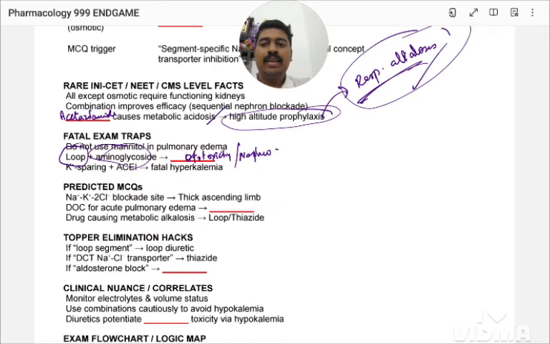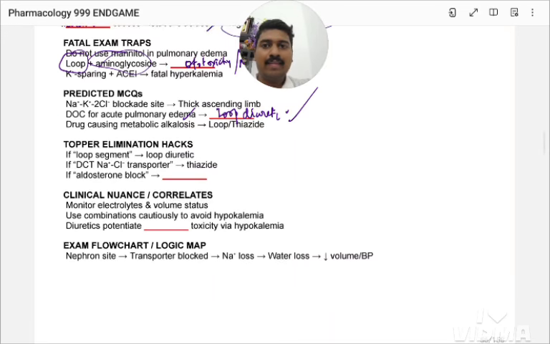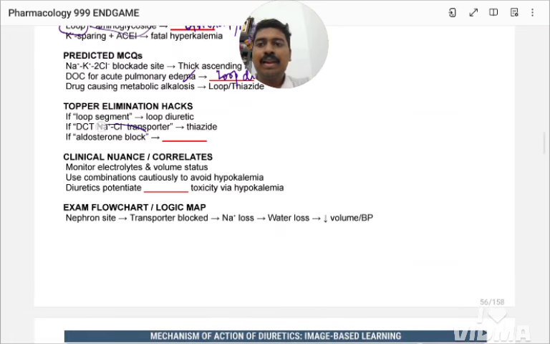Okay. Next, drug of choice for acute pulmonary edema is what? Yes, drug of choice for acute pulmonary edema is loop diuretic. That's why, whenever there is acute pulmonary edema, we give Lasix. Lasix is nothing but furosemide. If aldosterone block, yes, it is potassium sparing diuretic.